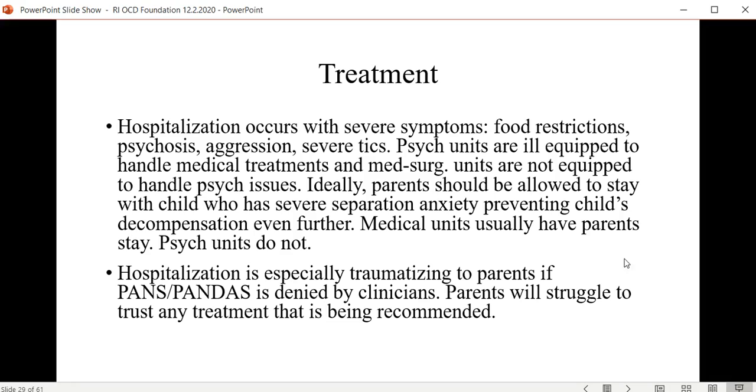Hospitalization can occur with severe symptoms. If you don't eat, you start to lose weight, you endanger your body. Psychosis, aggression, severe tics when they're unable to eat, with a throat tic, a swallow tic, for example. However, the problem is psychiatric units are ill-equipped to treat medical, and med-surg are not equipped to treat psych. Very importantly, since severe anxiety is so common in these kids, separation anxiety, in a medical situation, you would be allowed to stay with your child, however, not in psychiatric units. So it often traumatizes a child further to be hospitalized.